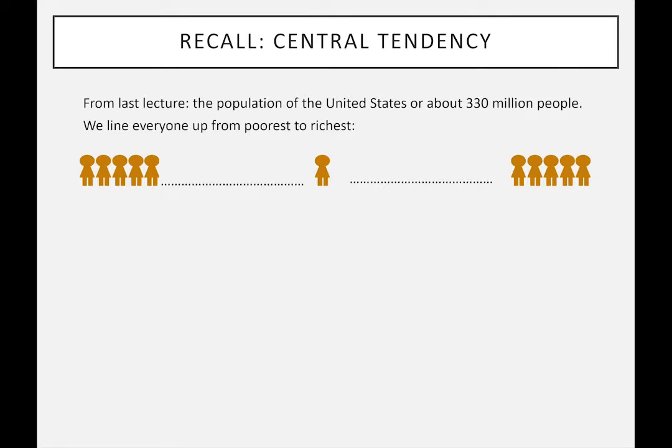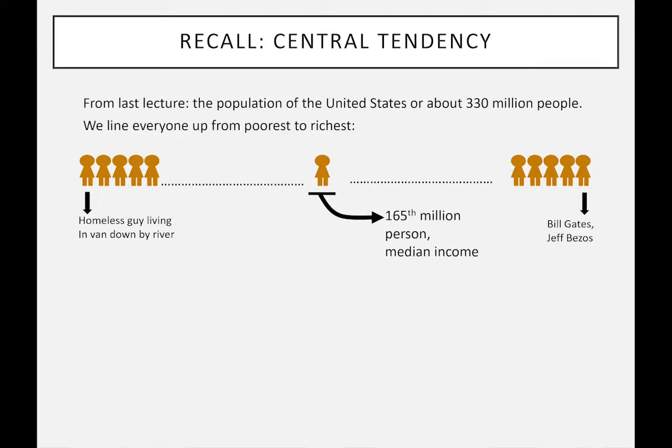For example, we took the example of the United States. We have 330 million people, let's say. We line them all up from the guy that's living in a van down by the river, and then we go all the way over to Bill Gates or Jeff Bezos or whatever, from the poorest to the richest, and then we walk down the long lineup of these people, and we find the person in the middle. This is the median income. We go up to that person and ask them how much they earn, the 165 millionth, whatever it is, and whatever income they tell us would be the median income.